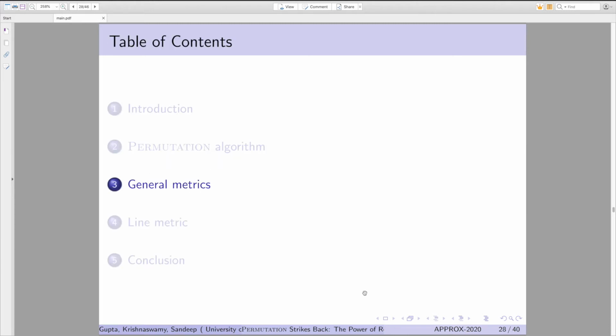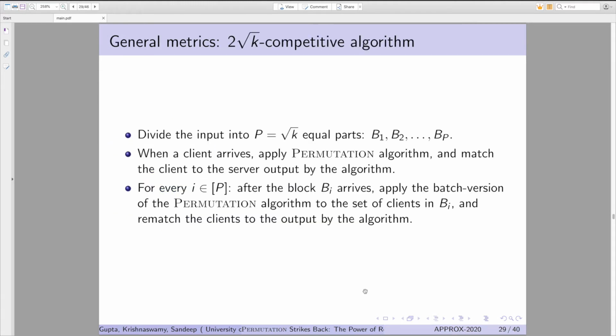We now discuss our algorithm for the general metrics. So first we divide the input into square root k equal parts, B1, B2, up to Bp. Also note that here we assume that we know the value k, but this is by default since we already know all the servers beforehand. So we do know k beforehand. And first, when a client arrives, we run the permutation algorithm as before and match it with the server output by the permutation algorithm. However, after a whole batch has arrived, we apply the batch version of the permutation algorithm to the clients in the batch.